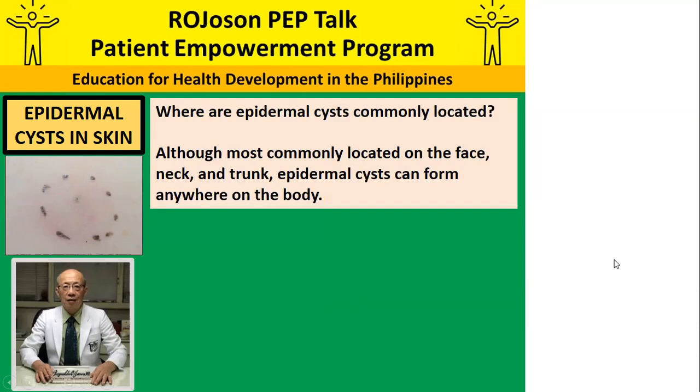Where are epidermal cysts commonly located? Although most commonly located on the face, the neck, and the trunk, epidermal cysts can form anywhere in the body, anywhere.